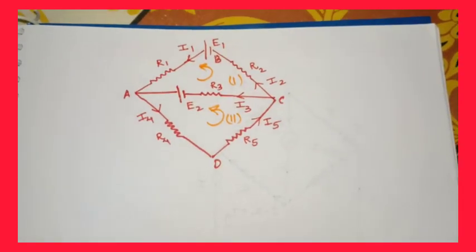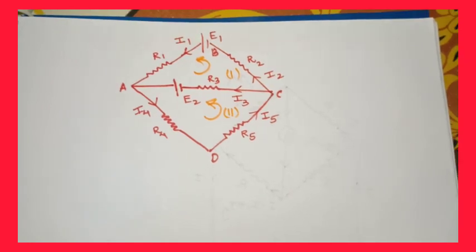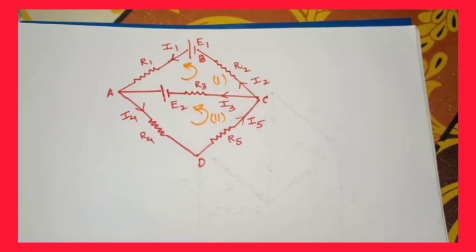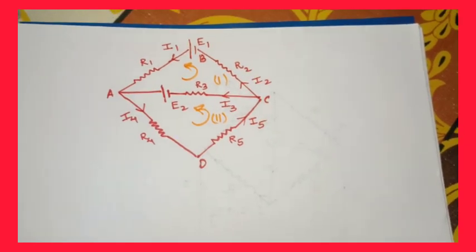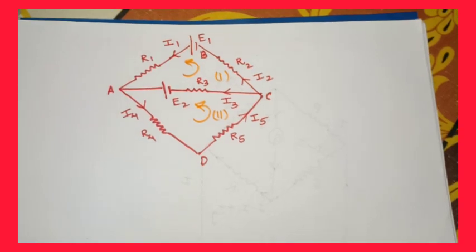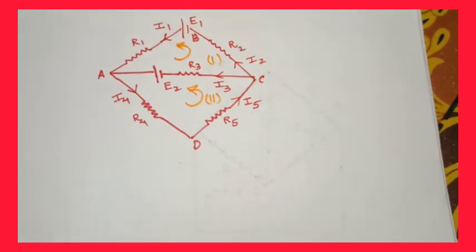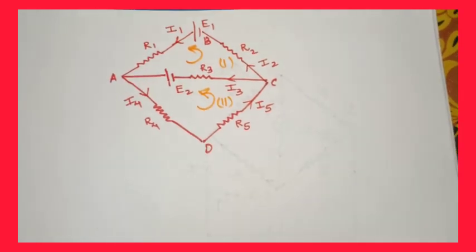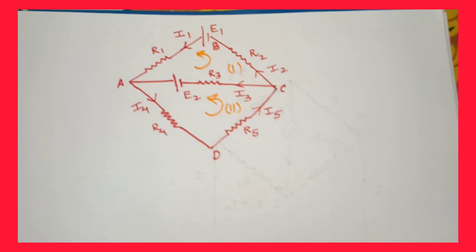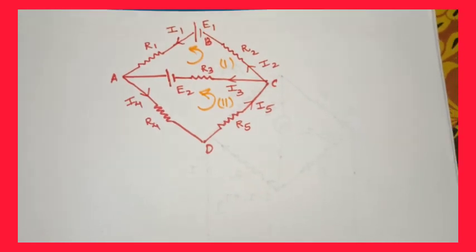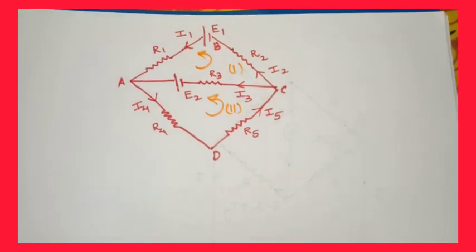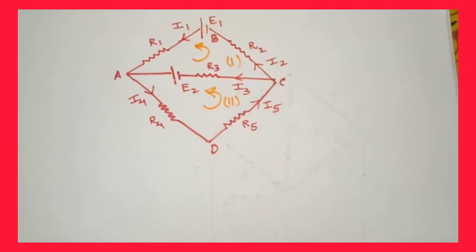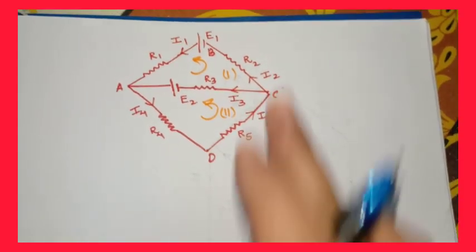So we need to remember the sign conventions. The sign convention is that whenever we traverse from the negative terminal to the positive terminal through the cell, then that EMF needs to be positive. And whenever we traverse from the positive terminal to the negative terminal through the cell, then that EMF needs to be negative. Also, if we traverse along the direction of current through the resistance, then that product of current and resistance needs to be positive, and vice versa. So let me take both the loops, first loop and second loop.